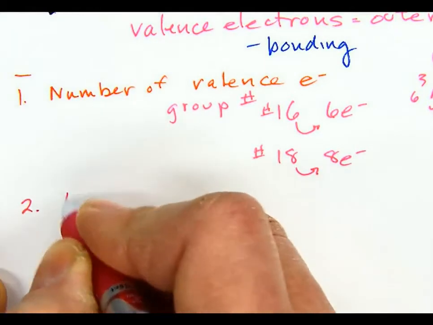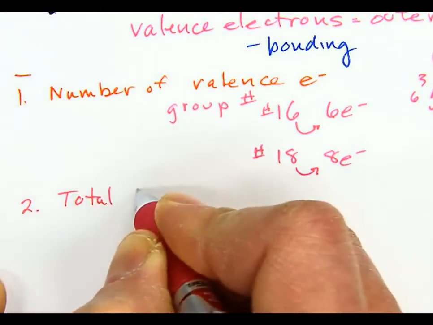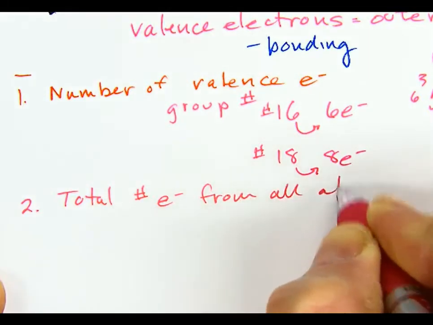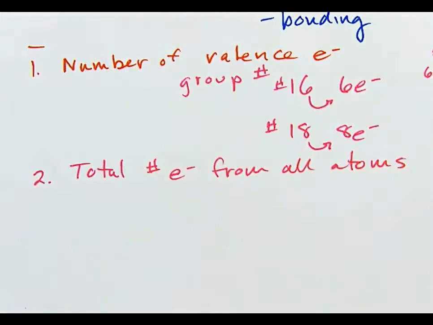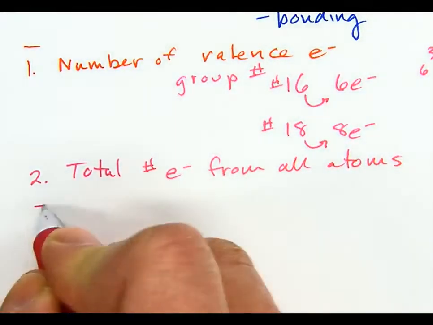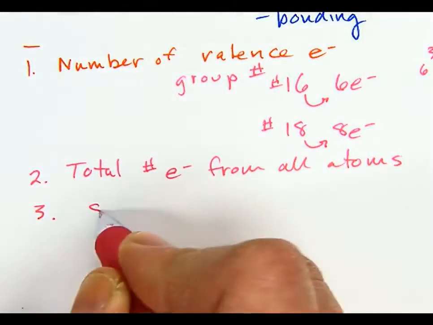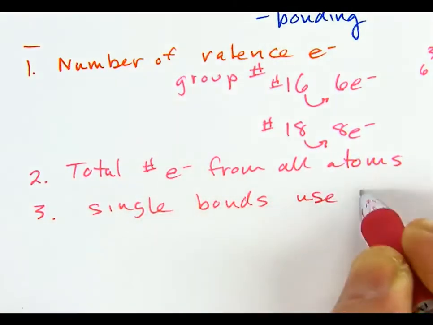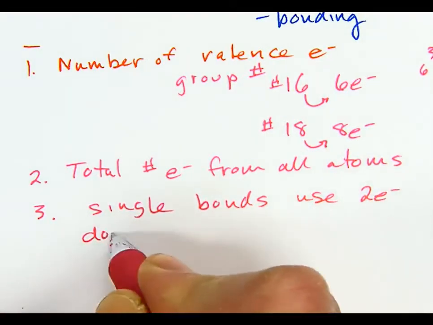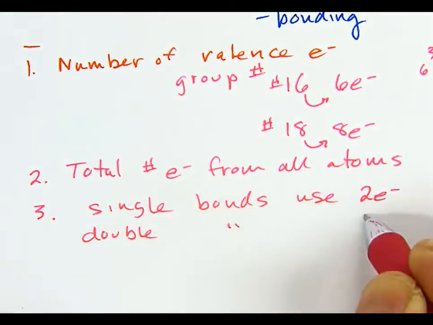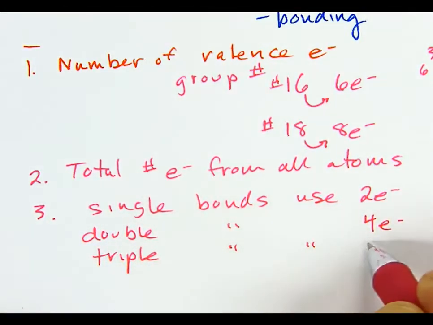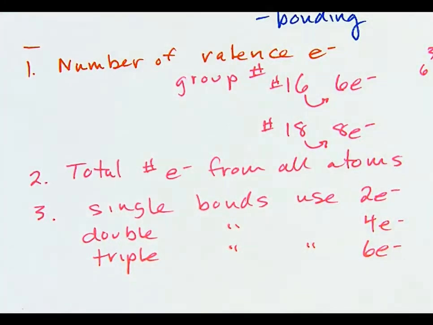Number 2 is you total the number of electrons from all atoms. And I'll show you how to do that. Okay. Another rule is that single bonds use 2 electrons, double use 4, and triple use 6. There are no quadruple bonds because we can't make that happen. Okay. So a single line represents 2.